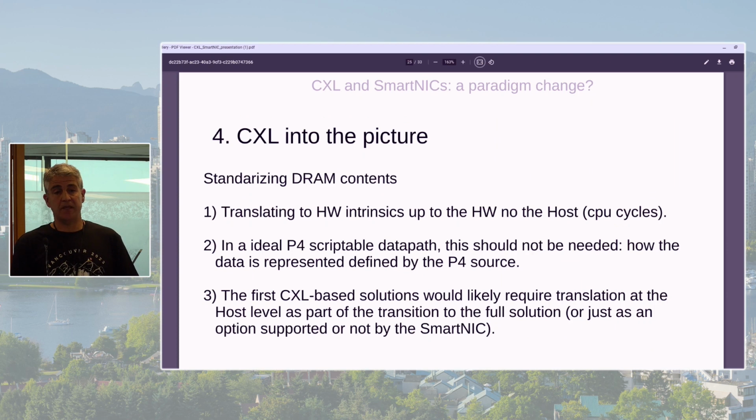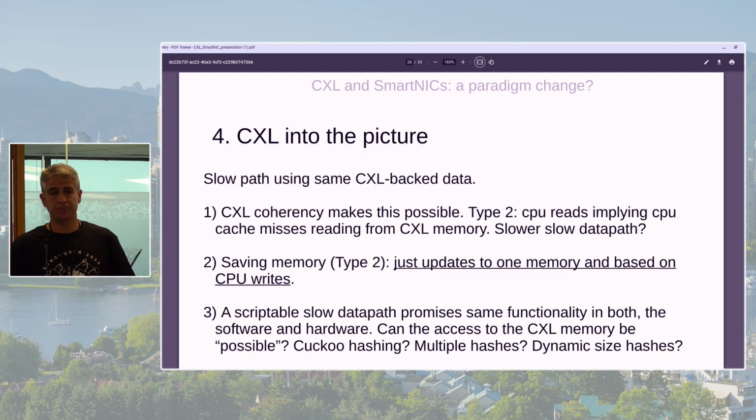Okay, so this is what I'm saying about standardizing the DRAM contents. I think it requires a lot of discussion and an agreement on that. Remember, this is not about forcing what to do with the secret sauce. It's about standardizing what the DRAM is going to have, the contents there. If you want to have your specific format, go ahead, but don't put that burden on CPU cycles in the host.